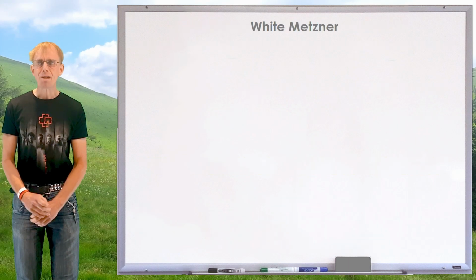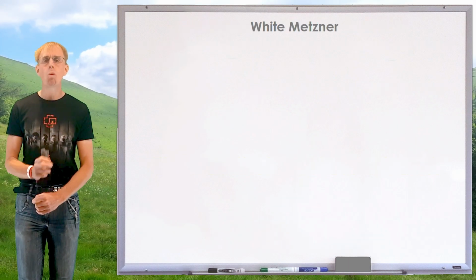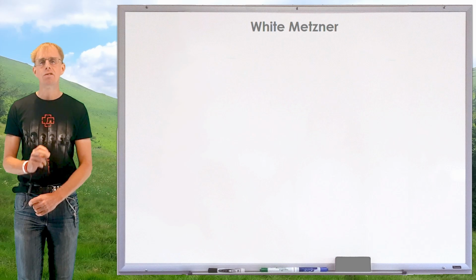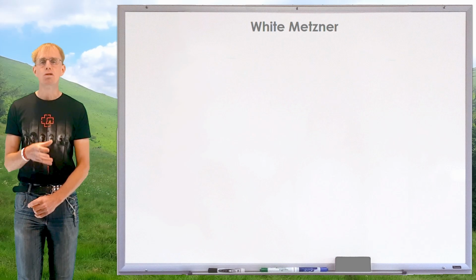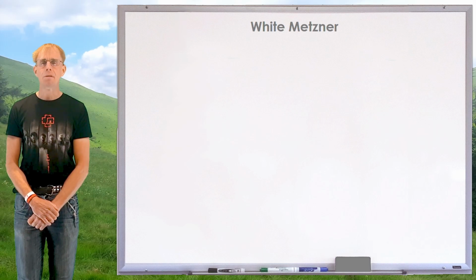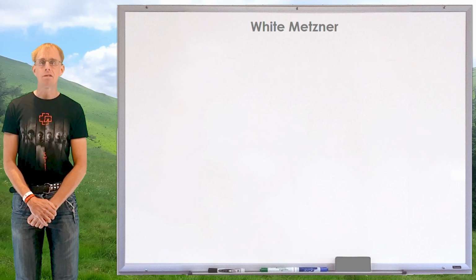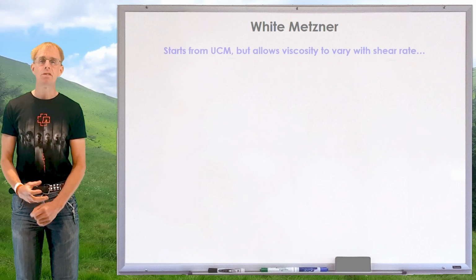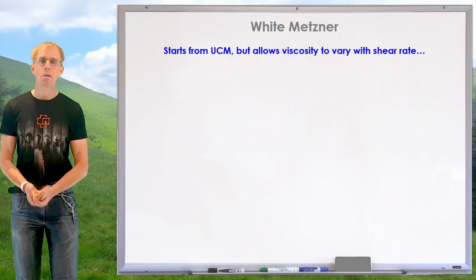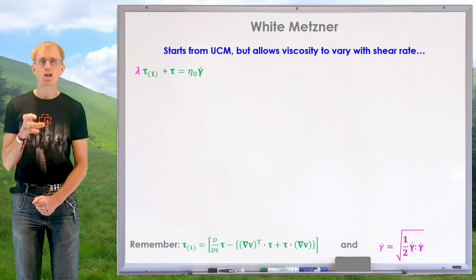Okay, so what I'd like to do now is to introduce to you 3 more nonlinear viscoelastic constitutive models that may be of use to try and fit experimental data such that we can get some parameters that we might be able to describe our polymer with. The first of these models is the White-Metzner model. Now, White-Metzner again starts from upper convected Maxwell and just has one very simple change.